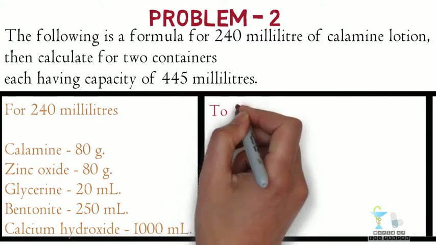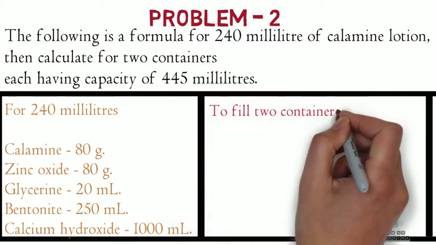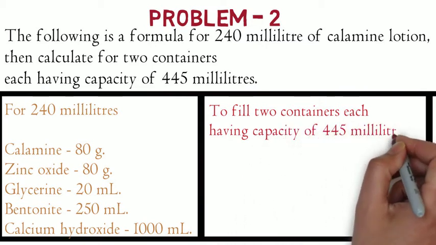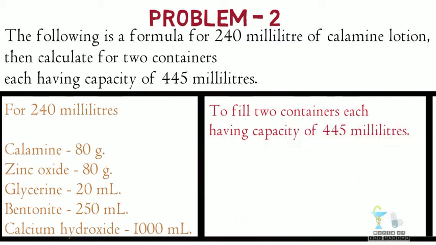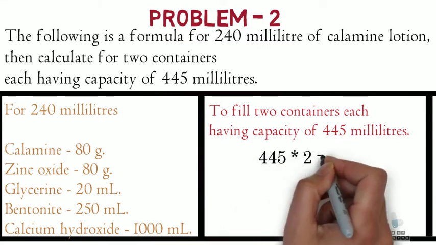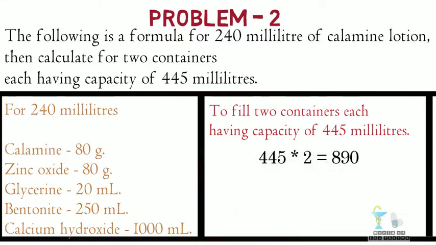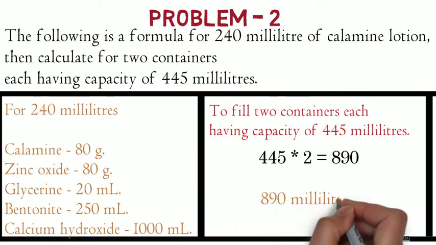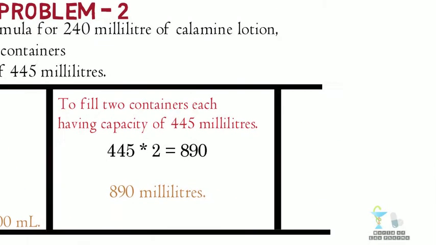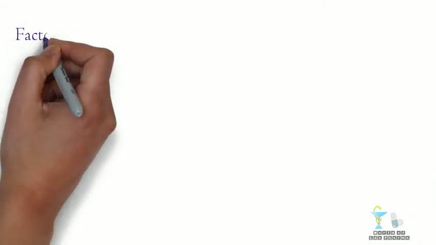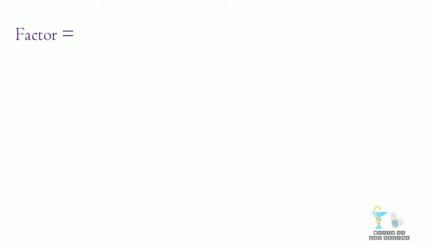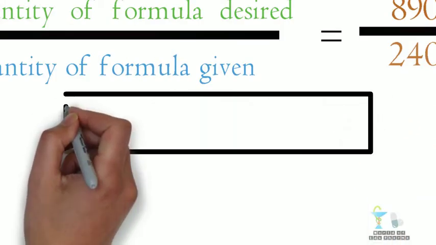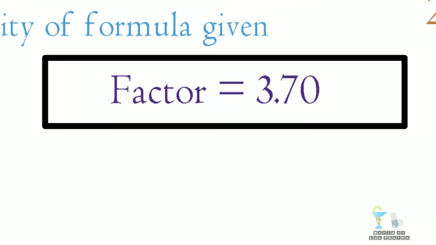Now we have to find how many grams of each ingredient will be sufficient to fill 2 containers each having capacity of 445 ml. So multiplying 445 by 2 we get 890. Therefore, we have to find the quantity of ingredients for 890 ml. First, let us find the factor. Dividing 890 by 240, we get the desired factor, which is 3.70.